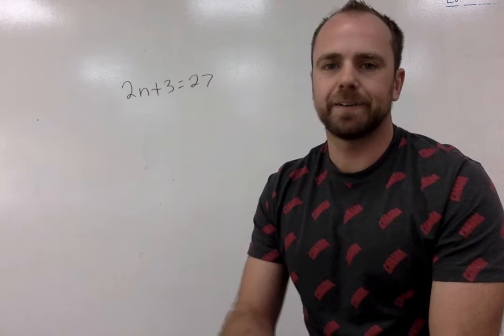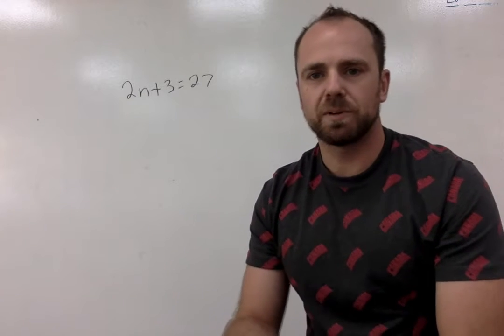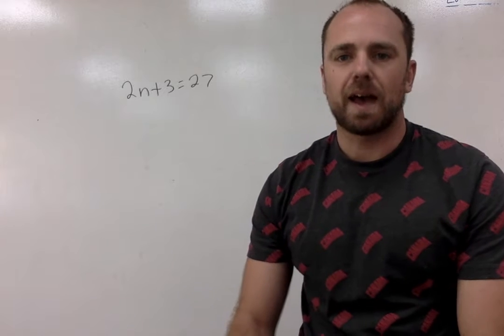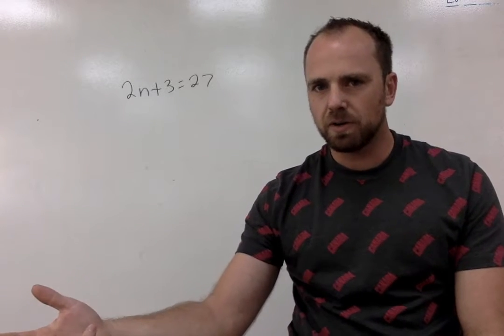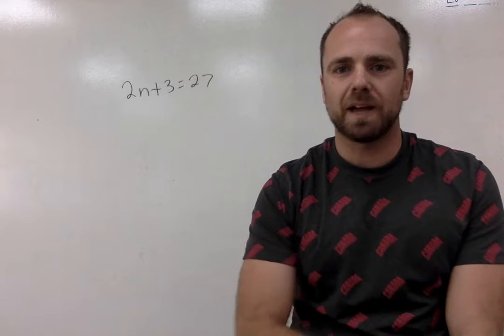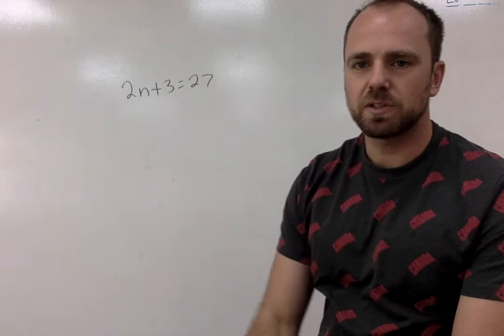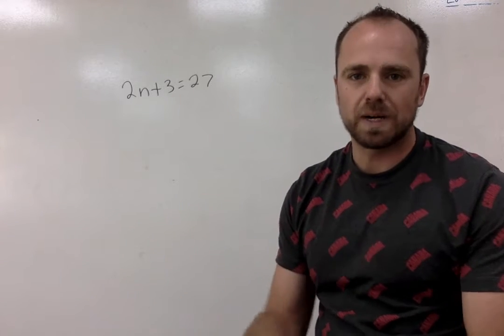This is going to be your lesson for 6.4. In this section, we're going to be talking about solving equations using algebra. I'm going to use some of the stuff that we've already talked about and help apply it to further your understanding. So we're going to start with this question where we have 2n + 3 = 27.